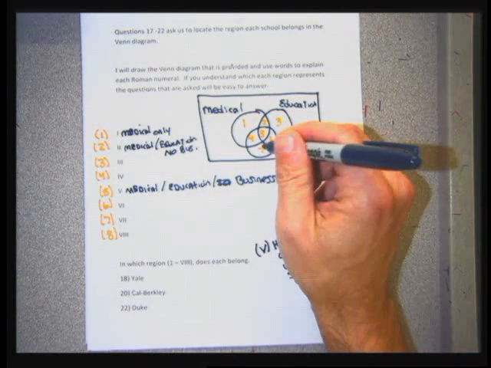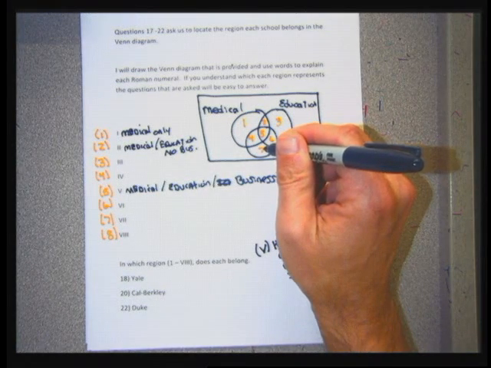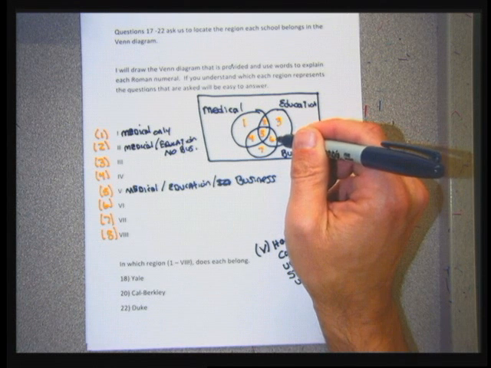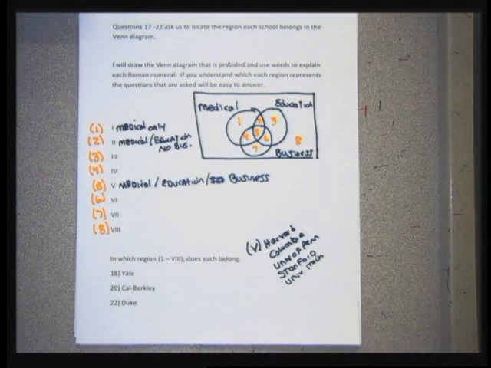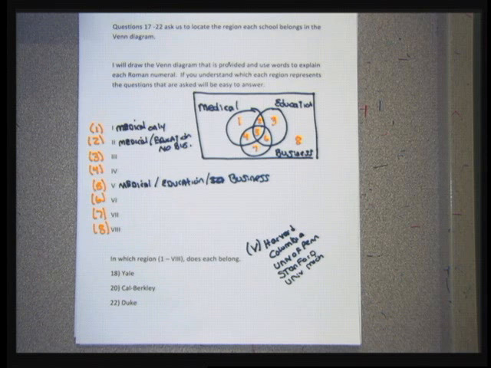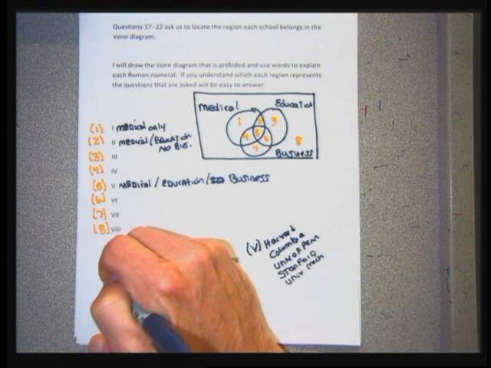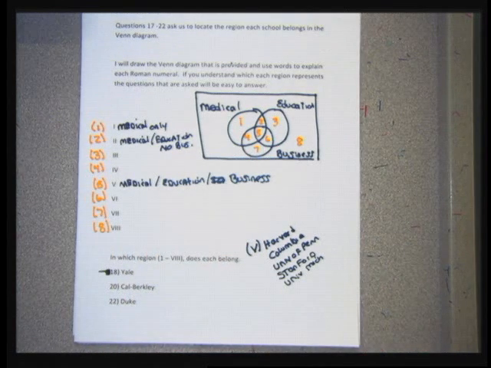So like to be in Region 7, you'd have to have a business program, but you couldn't have a medical school or an education school. To be in Region 6, you have to have both an education school and a business school, but you can't have a medical school. So the questions that we're asked to answer in this problem, we're not asked to fill in a Venn diagram. We're just asked to understand the Venn diagram and to understand where each school would be placed. So problem 18 says, if I had to place Yale in one of these 8 spots, which of the 8 spots would it be placed in?